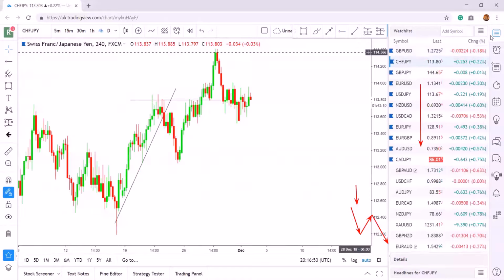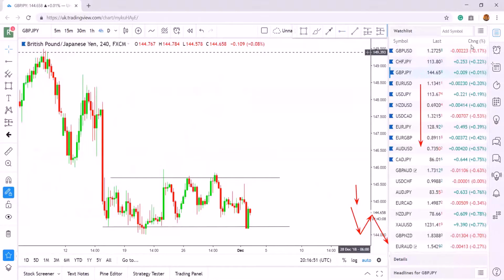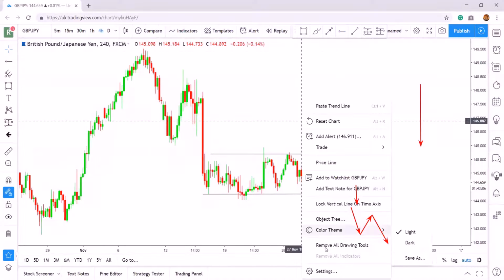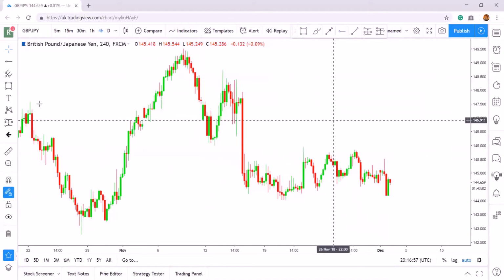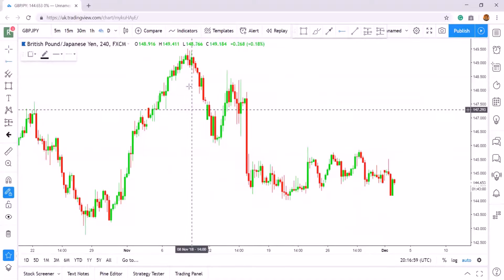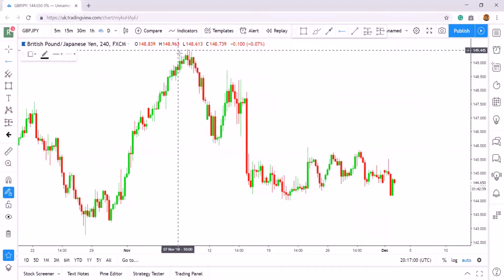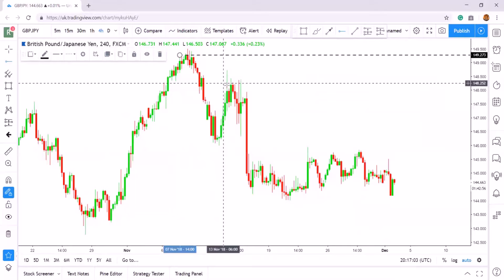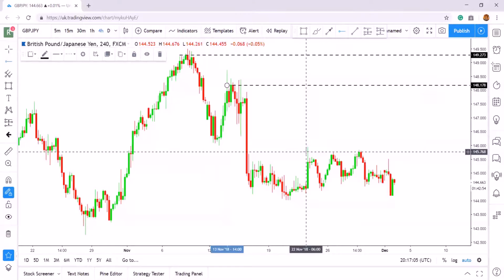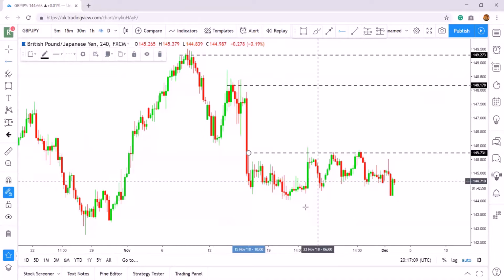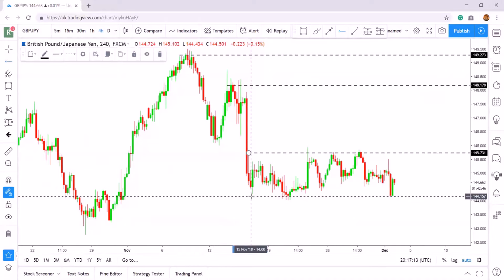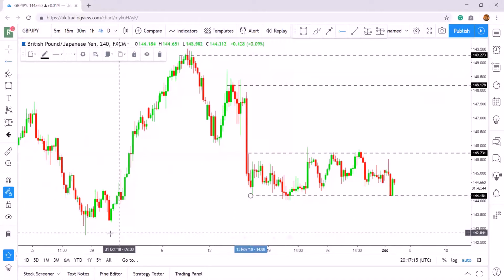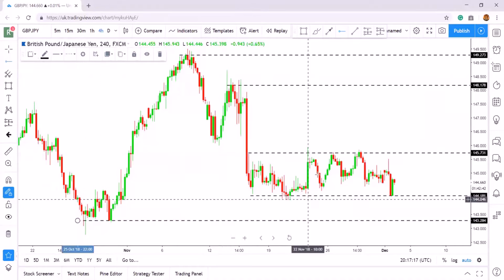Okay. Let's have a look at GJ. This is a nice chart. So let's clear the drawings here. We're on a 4-hour time frame, okay? So this is a structure high. This is a structure high. This is, let's have a look at this, a structure high. This is a structure low. This is a structure low.